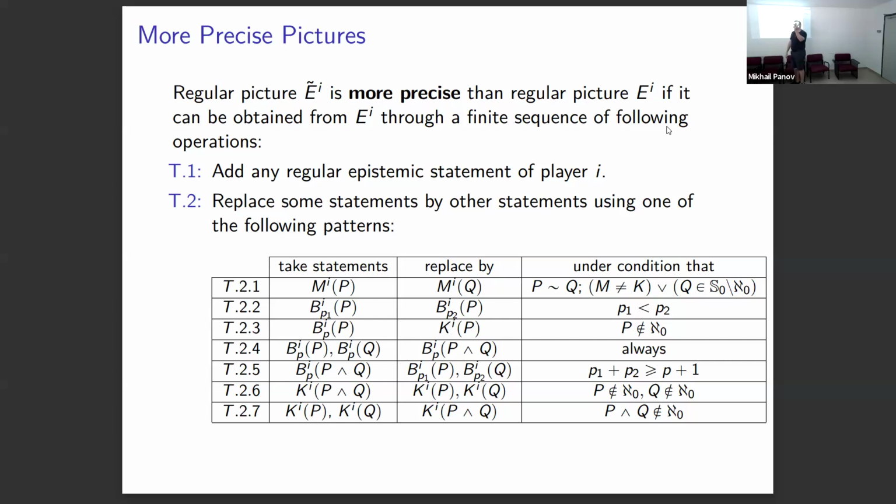You could take an epistemic statement and change it according to some rules. There are several rules, but basically the idea is, I take a statement or a couple of statements, and I replace them. Usually, if you look at just one player, the right-hand side implies the left-hand side. For example, if I believe something with probability at least 75%, that implies I believe that same thing with probability at least 50%. So you could check that the right-hand side implies the left-hand side. But this is just taking a statement and changing it.